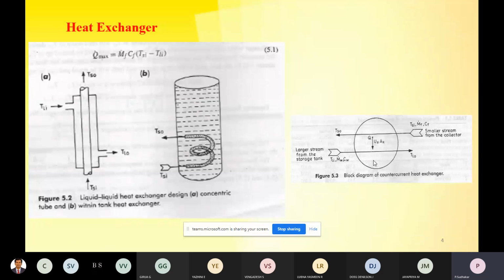m dot f is the mass flow rate of hot fluid in kg per second available from the collector, and cf is the specific heat of the fluid. As you are aware, m dot f is the mass flow rate of hot fluid in kg per second, and cf is the specific heat of fluid in joule per kg Kelvin.